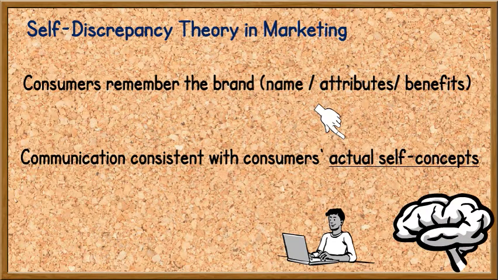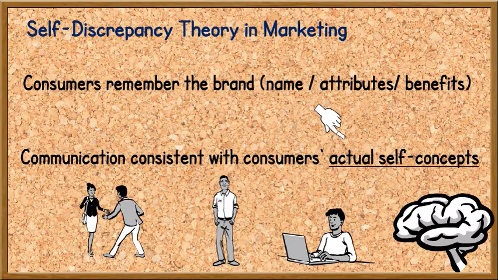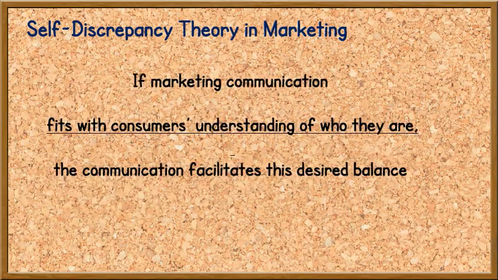Why? Consumers generally possess a well-developed actual self-concept with rich associative networks in their memories, which means he or she is more likely to remember information consistent with her or his actual self-concept. Recalling congruent information also enables consumers to maintain a state of cognitive consonance. In general, consumers are motivated to maintain harmony in their belief systems and between their attitudes and behavior. Thus, if marketing communication fits with consumers' understanding of who they are, the communication facilitates the desired balance.